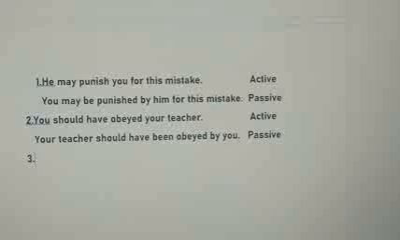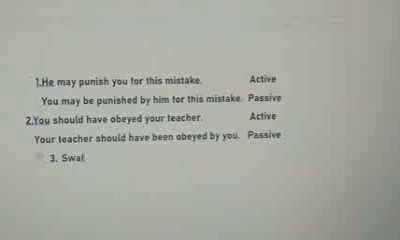Dear children, in this way, you can also convert so many questions and so many sentences which are based on modal auxiliary verbs into passive voice. But you know what? You need to practice. If you practice, then you can perform very well. If you practice, then you can solve all the questions very easily. Okay, let me give you one other example.